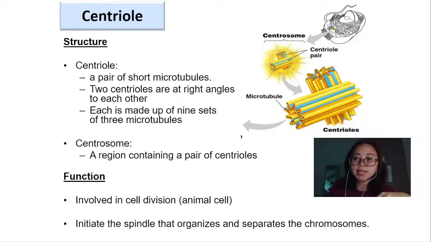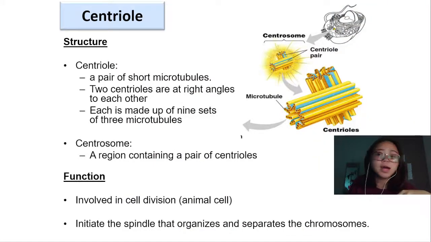The next organelle is the centriole. The centriole is a pair of short microtubules. They are arranged at right angles to each other, and each of these centrioles are made up of 9 sets of 3 microtubules. Apa yang dimaksudkan dengan 9 sets of 3 microtubules?